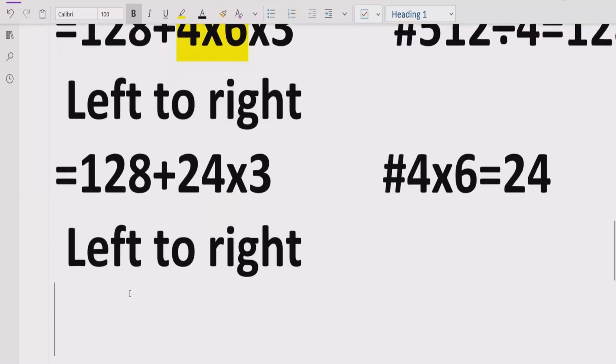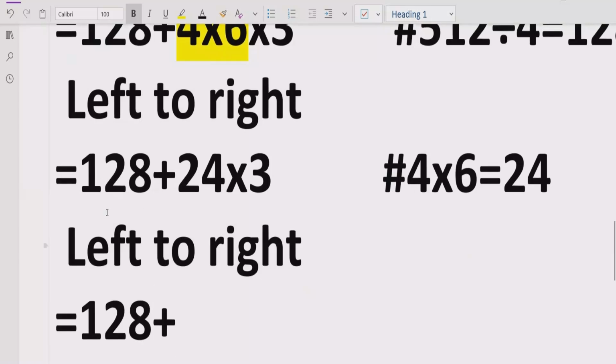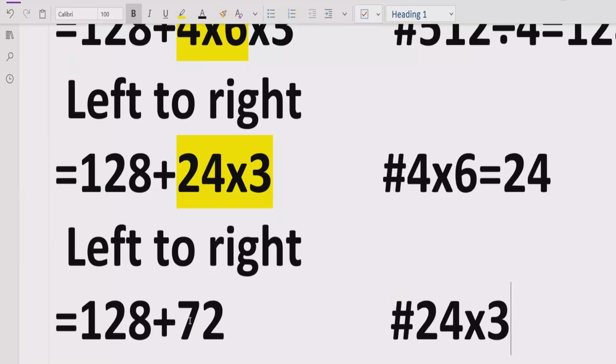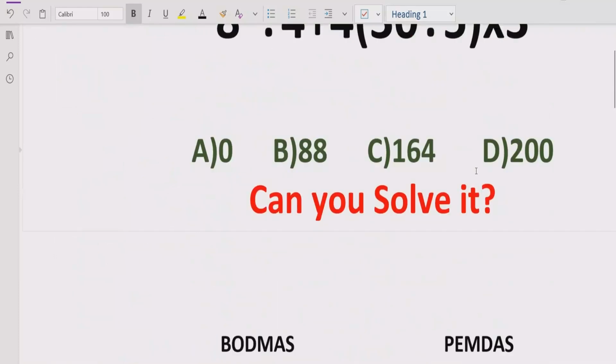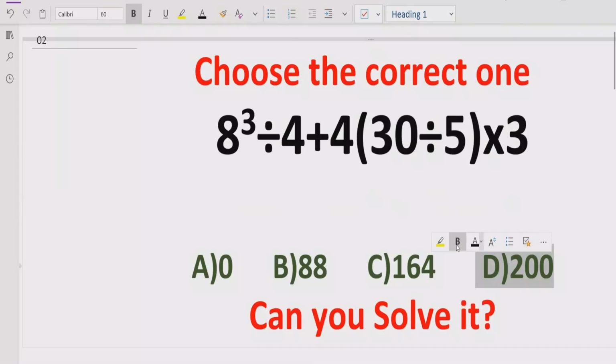Now again we have to see the multiplication. So we will go left to right in this expression and find out which is coming first. So now we have 24 multiplied by 3 again. We will multiply both of them and get the answer, 72. Here we give the reference: 24 multiplied by 3 equals 72. Now we have two terms which are being added to each other. So we will add both of them and get the answer, 200. So the answer of the given expression is 200. If you see the answer list, answer D is the correct answer of this expression.